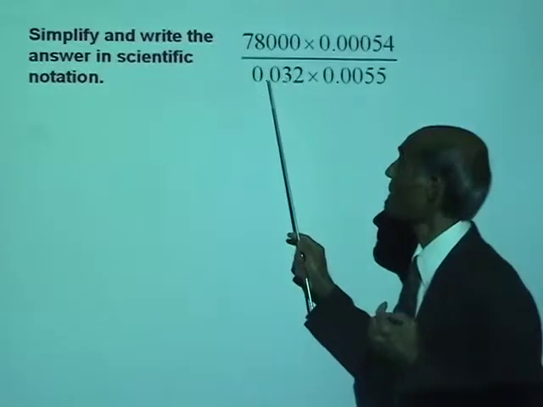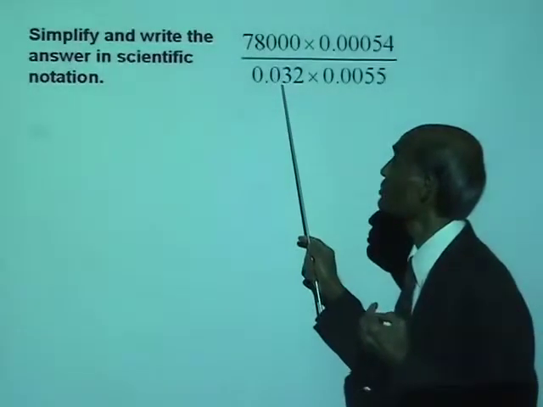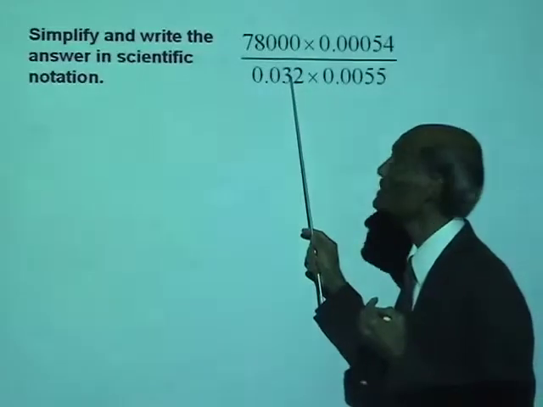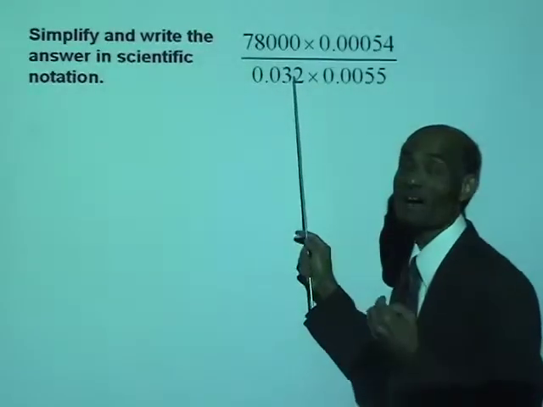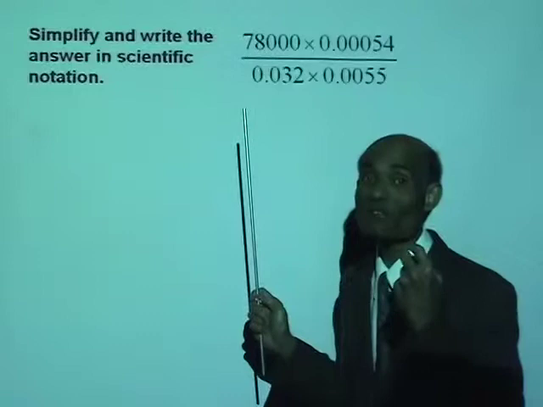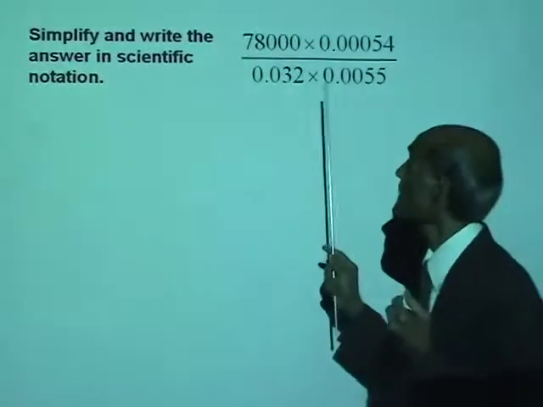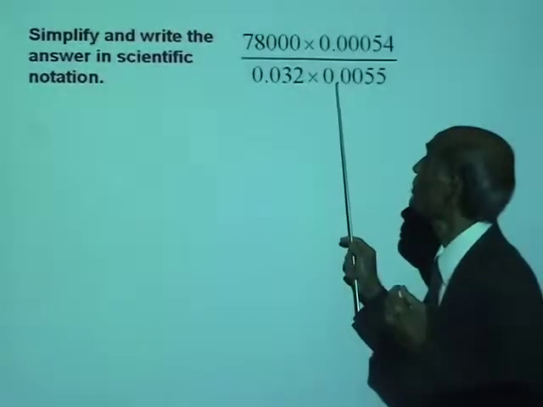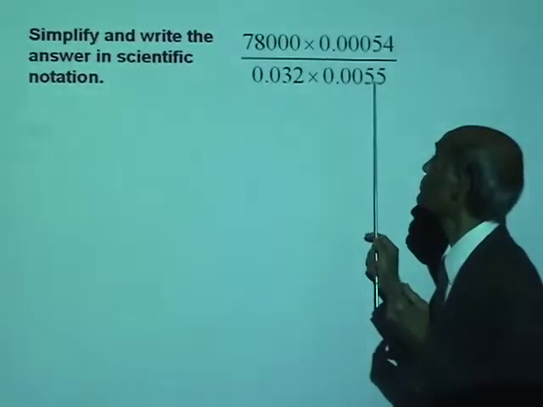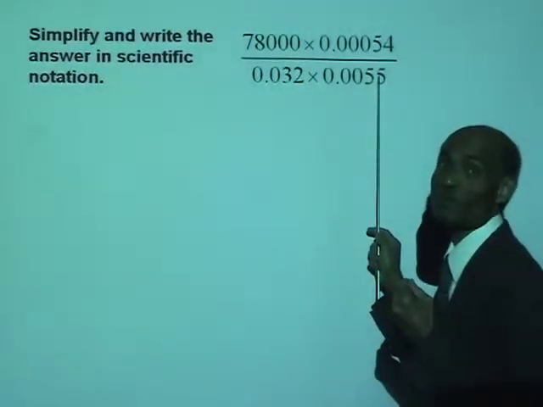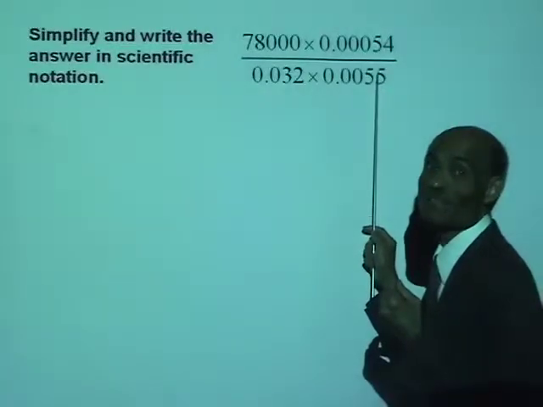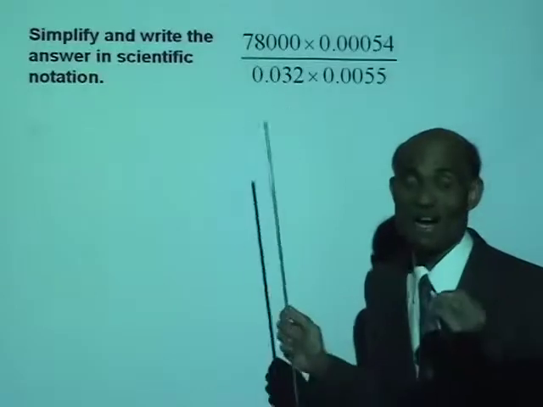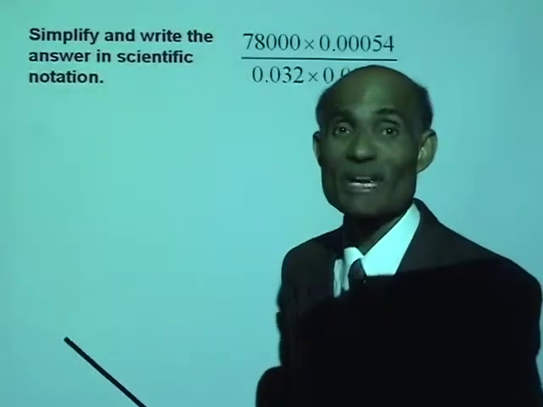What is this number? Move the decimal 2 places to the right to bring it to the right of 3. It is 3.2 times 10 to the negative 2. How do you write this? The decimal is moved 1, 2, 3. Move 3 places to the right so that this is 5.5 times 10 to the negative 3.